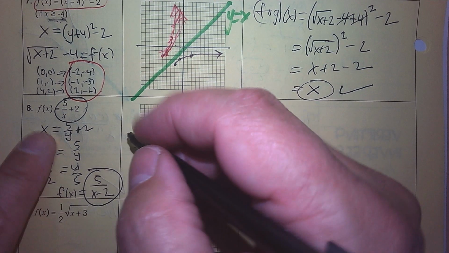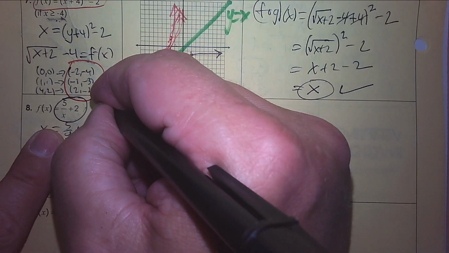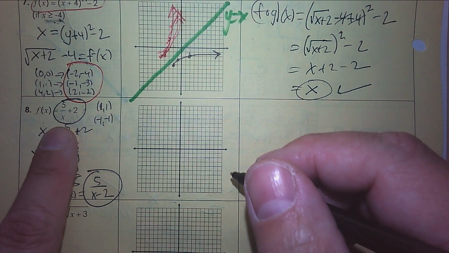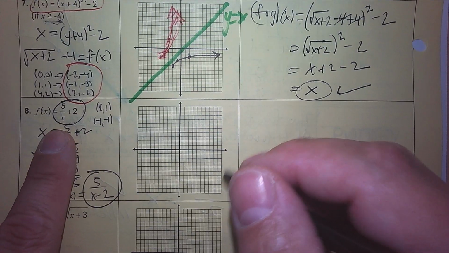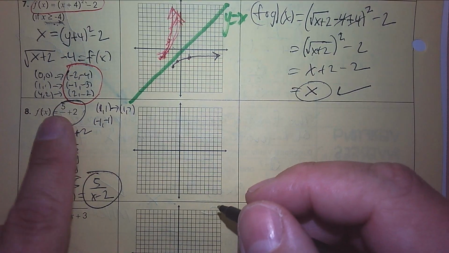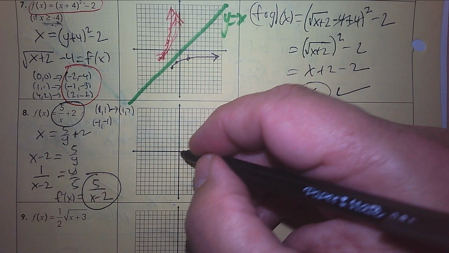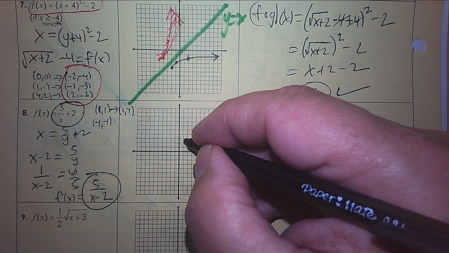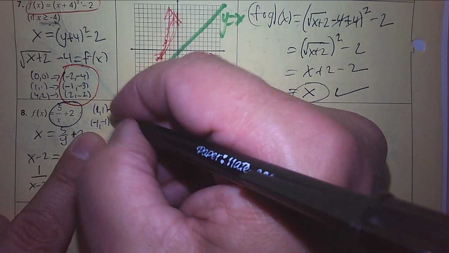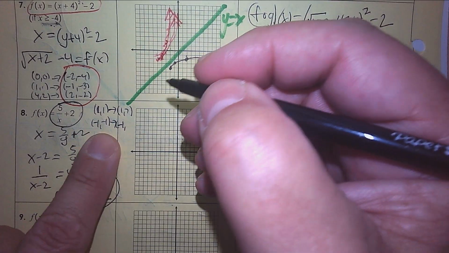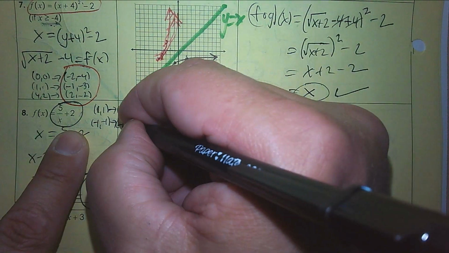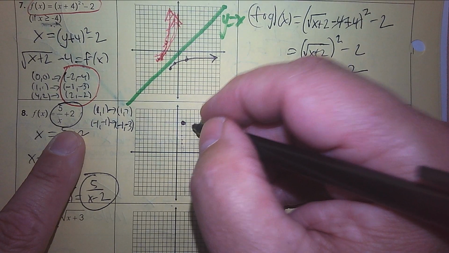So what are the 2 points I would transform here? 1, 1, and negative 1, negative 1. So the x is going to stay the same. What's the y going to do? Times 5 and add 2. So 1 and 7. 1, 2, 3, 4, 5, 6, 7. 1 and 7. And negative 1 would be negative 1, and negative 1 times 5 is negative 5. Plus 2 is negative 3. So negative 1 and negative 3.